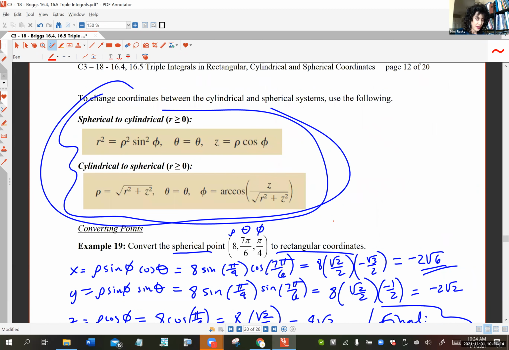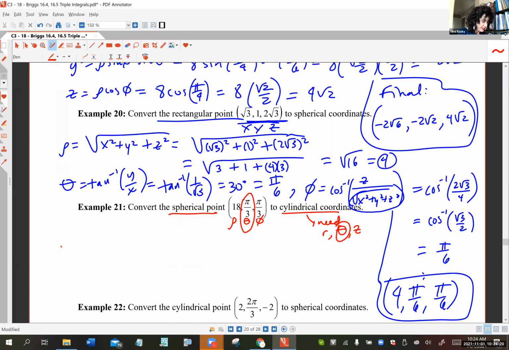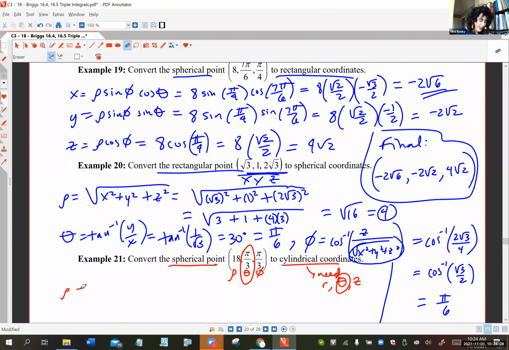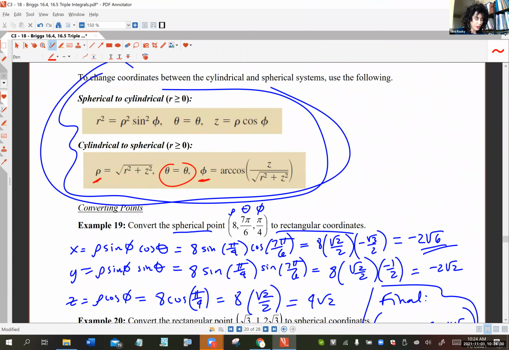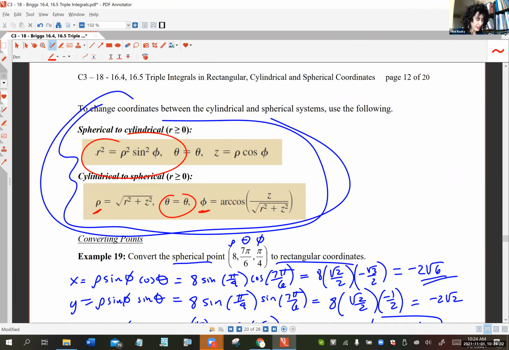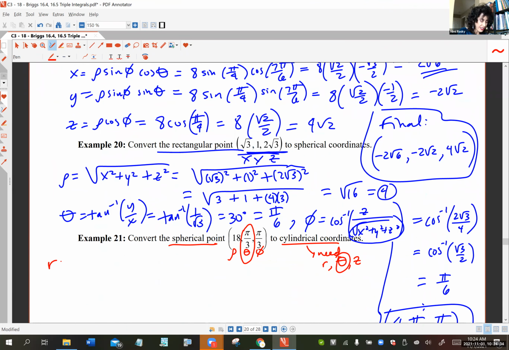Nice. So then how do you get your r and your z? Theta is just theta. We want r, so r squared is equal to rho squared sine squared phi, which is the same as r is equal to rho sine phi. So we're just going to use that formula.